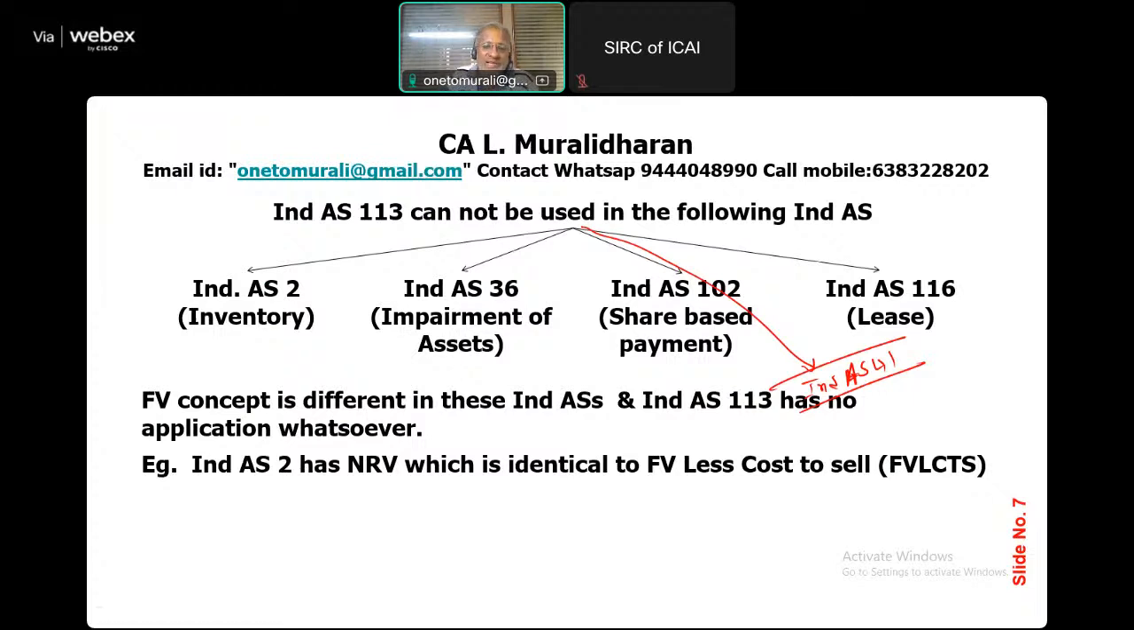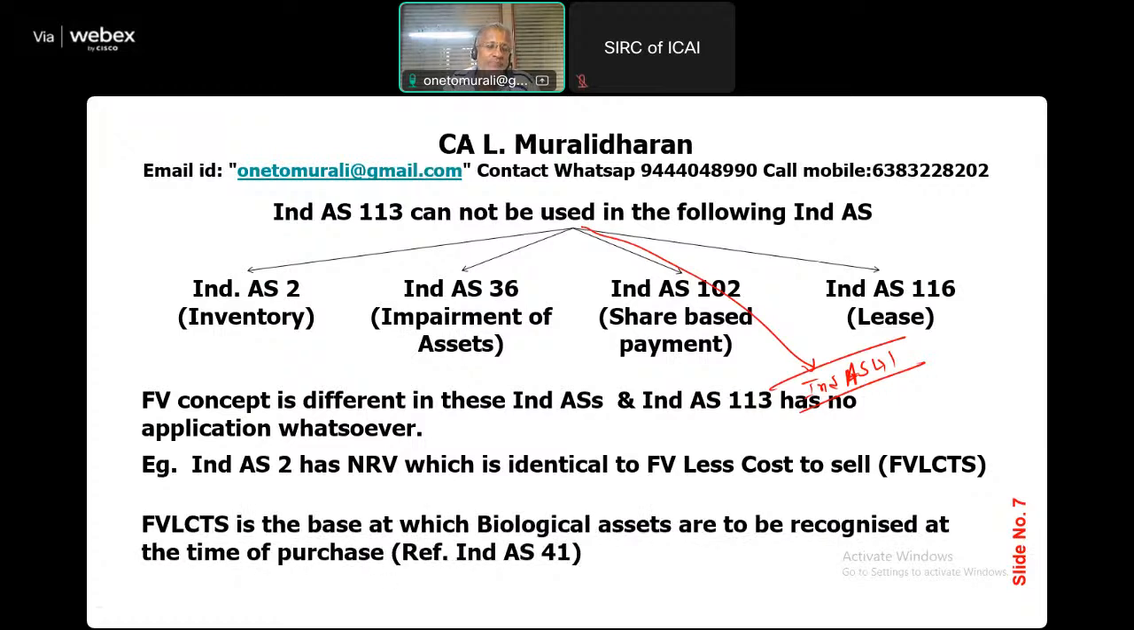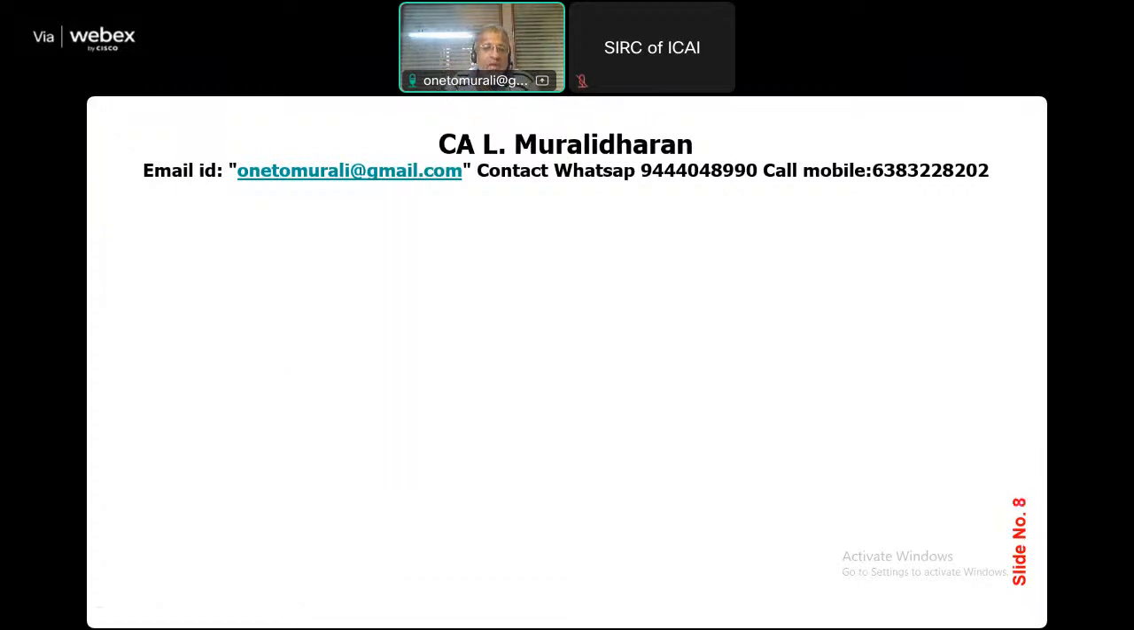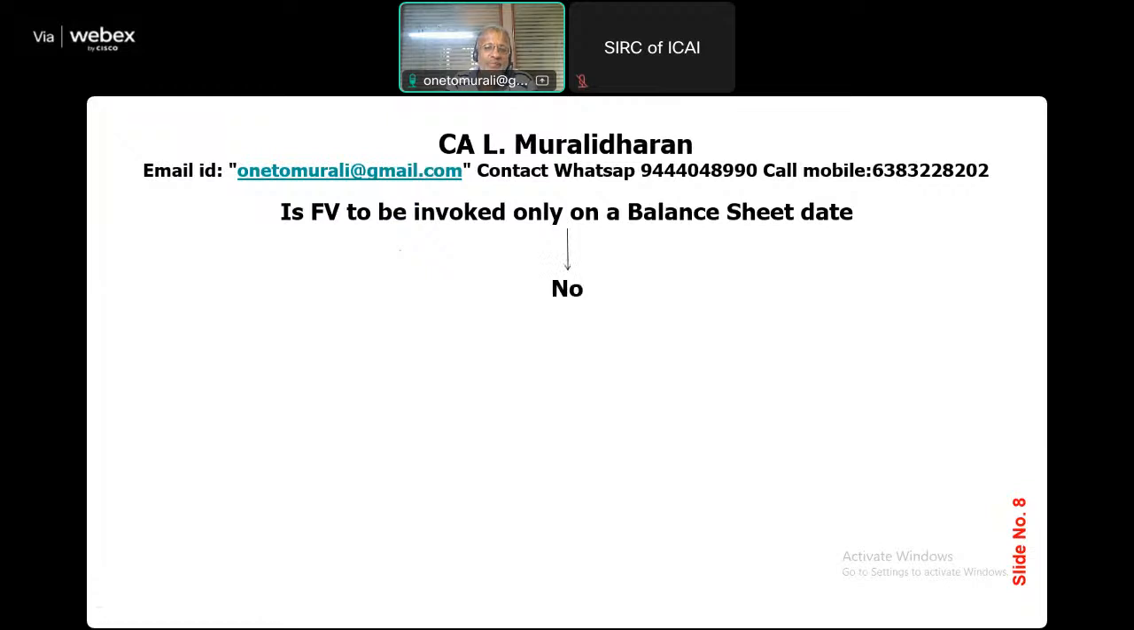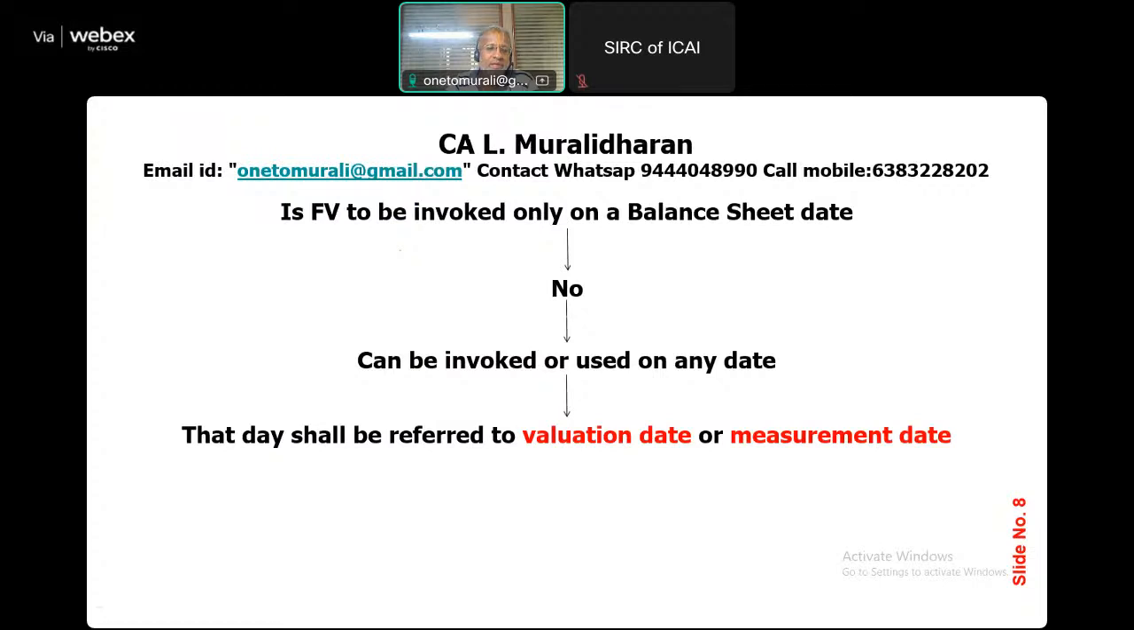Example, in Ind AS 2 there is NRV, which is identical to fair value less cost to sell. So fair value less cost to sell is the base at which biological assets ought to be recognized at the time of purchase. Yes, that is what I told you. Is fair value to be invoked only on a balance sheet date? No, it can be applied at any point of time. That day shall be referred to as what? Valuation date or measurement date.